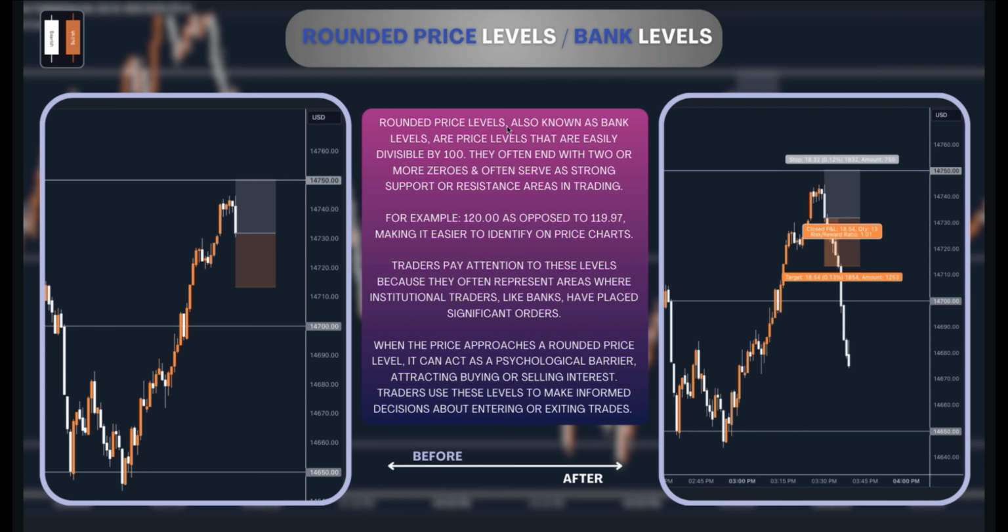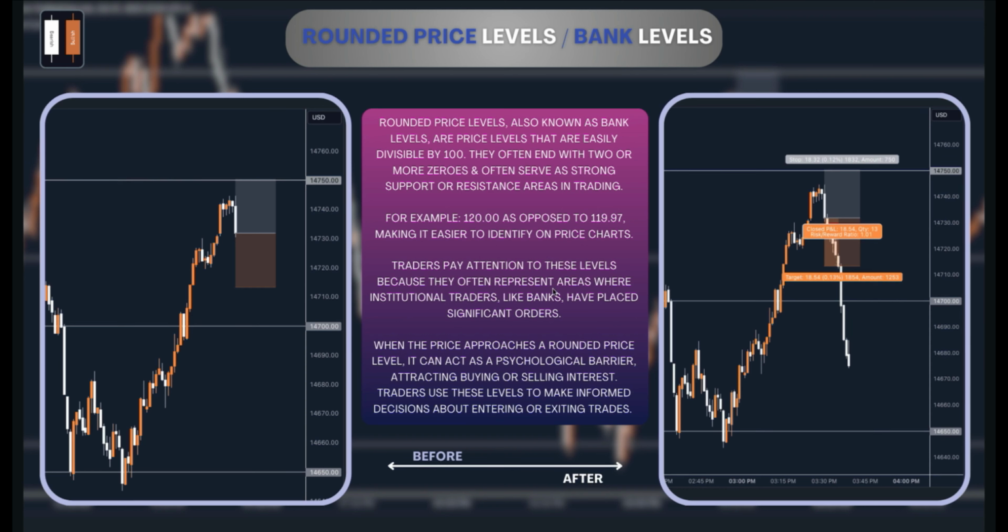Okay, so now we have rounded price levels or bank levels. Rounded price levels, also known as bank levels, are price levels that are easily divisible by 100. Now, real quick, some people have different ways of finding or determining bank levels. This is just an example here, okay? They often end with 2 or more zeros and often serve as strong support or resistance areas in trading. For example, the 120.00 as opposed to 119.97. So you just round it up, right? Making it easier to identify on price charts.